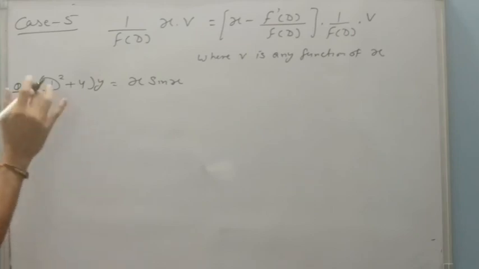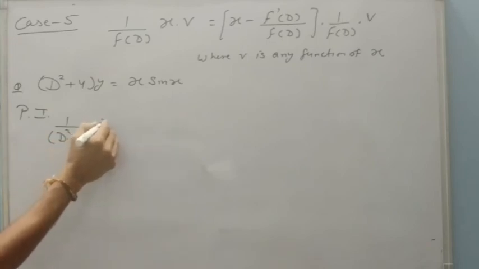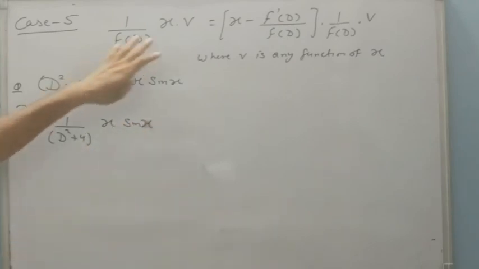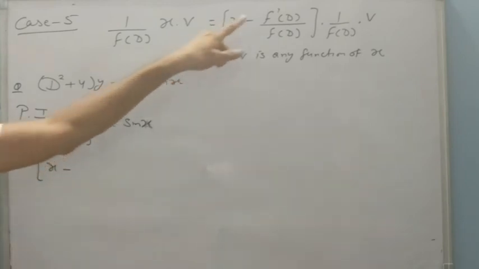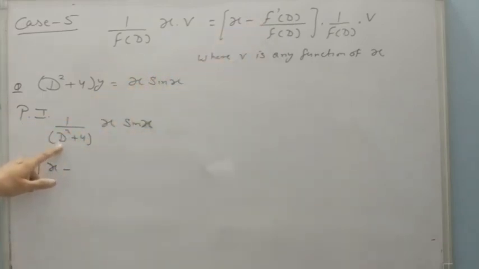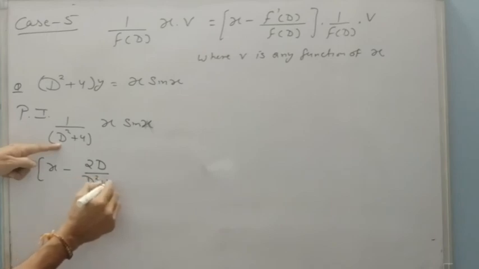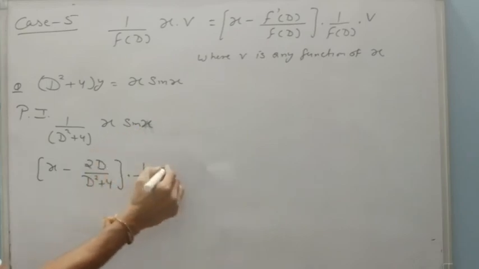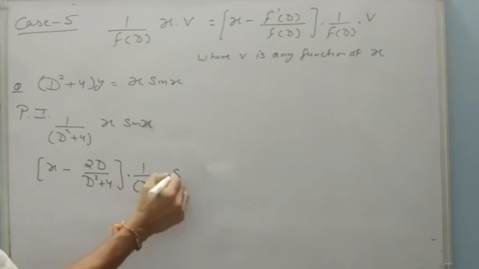It is 1 upon D square plus 4 of x sine x. Again, by using this formula, I can say it can become x minus the derivative of f of D. f of D is this one. The derivative of this will be 2D, whatever it is, upon f of D as it is, D square plus 4 as it is, into 1 upon f of D of v. v is sine x, and f of D is D square plus 4, of sine x.